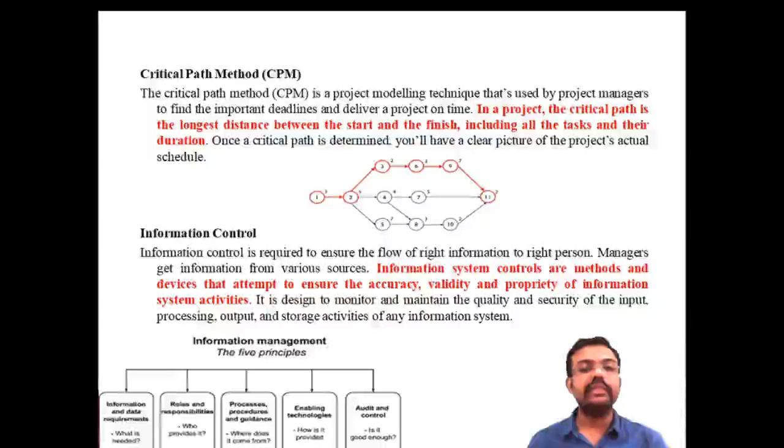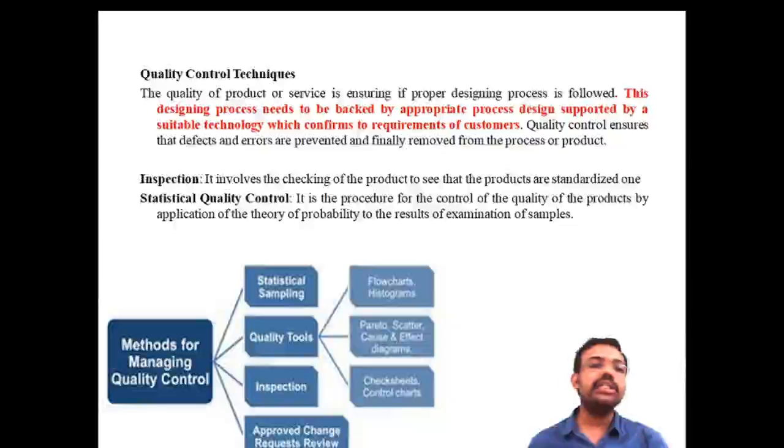And there is information control, a method or device that attempts to ensure accuracy. And there is quality control, which means ensuring the quality of the particular product. So controlling is a process of measuring your actual performance, comparing it with your standard, and taking corrective action.